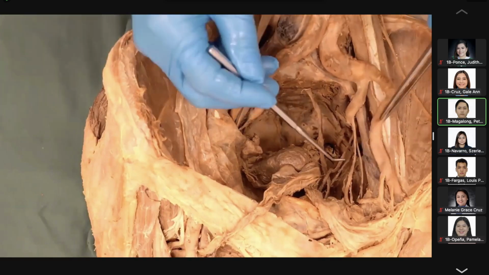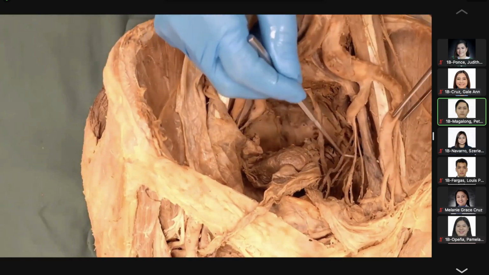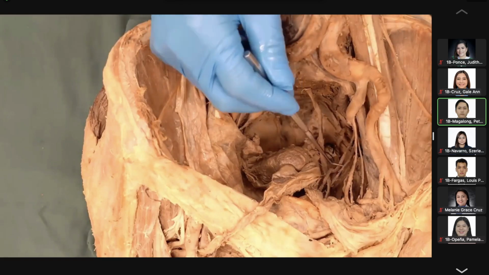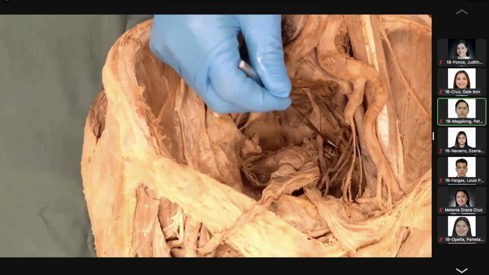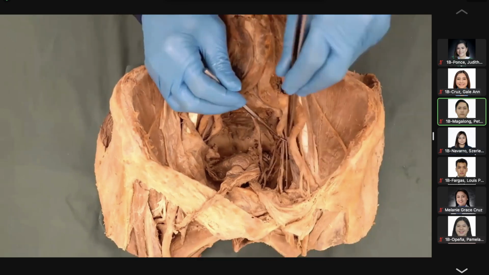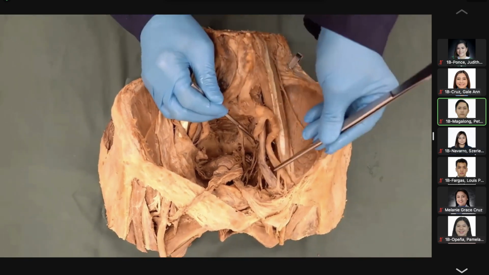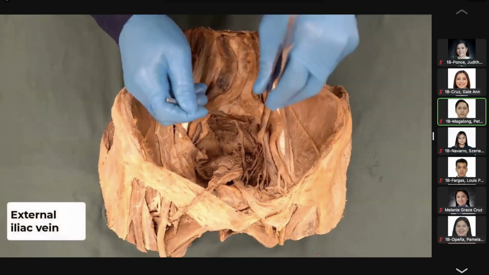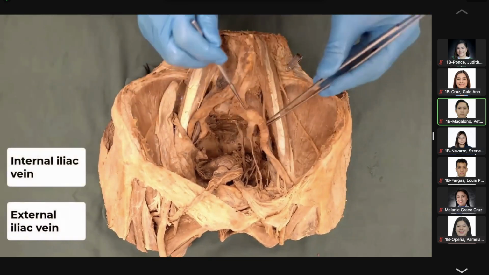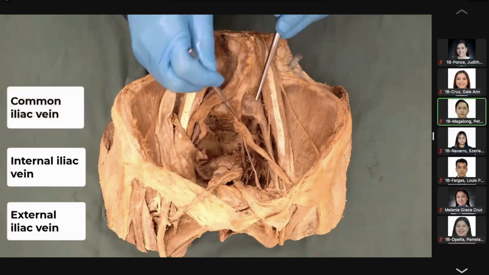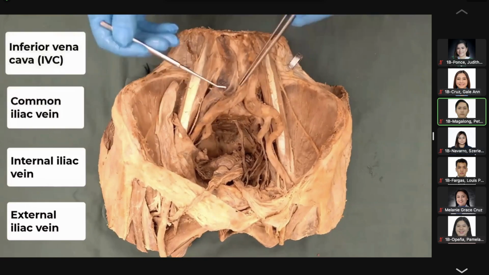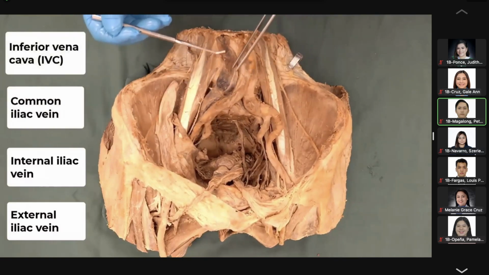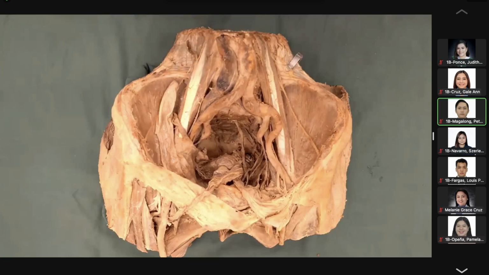And also good to know, when it comes to the veins, the tributaries have the same names as the arteries, but when it comes to the big trunks, here is the external iliac vein, and then here we have the internal iliac vein, and they join together to form the common iliac vein, and the right and left common iliac veins join together to form the IVC, or inferior vena cava.